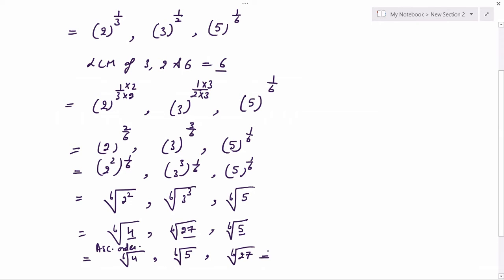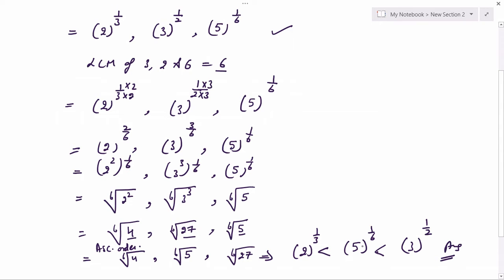Now you have to arrange these numbers according to the original numbers. So your first number, 6th root of 4, is representing the same number 2 raised to power 1 by 3. Now the second one is your 6th root of 5, this is your 5 raised to power 1 by 6. And the last one is your middle number, that is 3 raised to power 1 by 2. This is the answer.